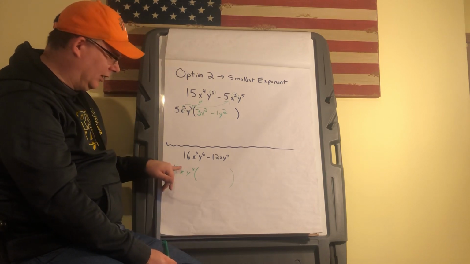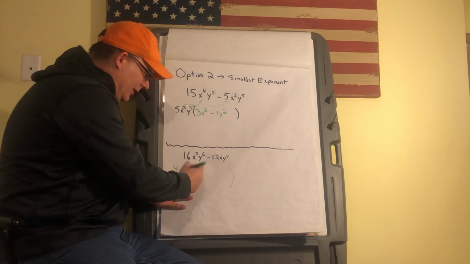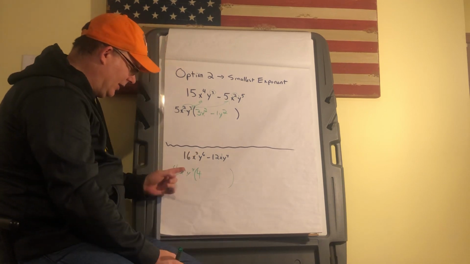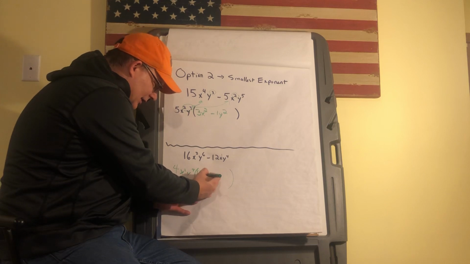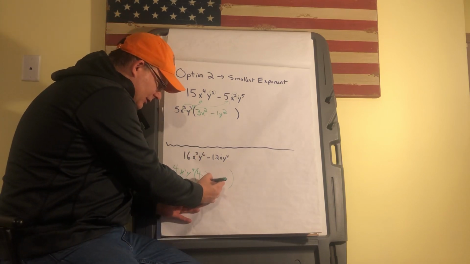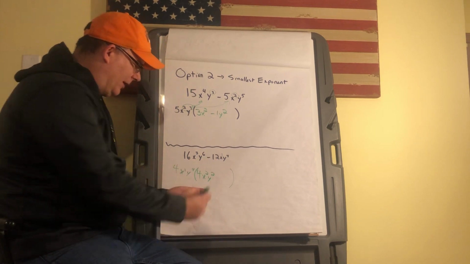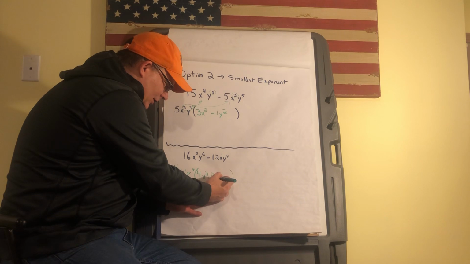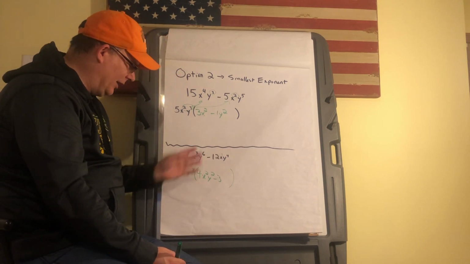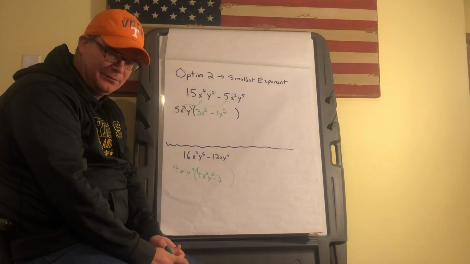So we're going to look to take the greatest common factor out of here. So 16 divided by 4 is 4. 3 minus 1 is 2. 6 minus 4 is 2. All right. 12 divided by 4 is 3, so minus 3. 1 minus 1, there's no x's. 4 minus 4, there's no y's. So there's actually no variables with this second one here.